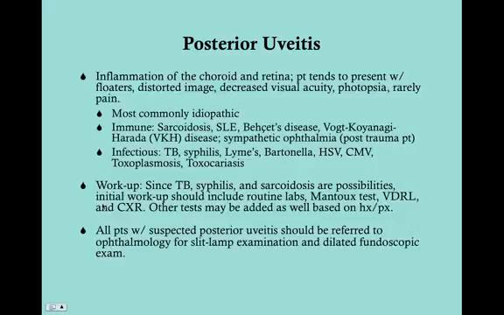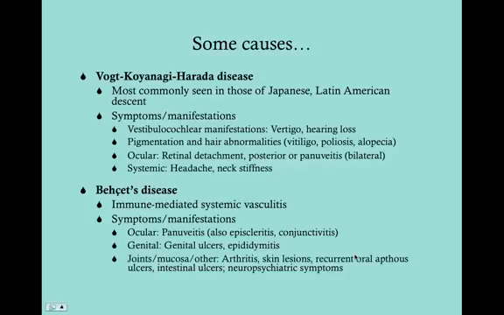Your workup is going to be the same. You'll get a TB, syphilis test, get a chest x-ray to look for sarcoidosis, get routine labs, and then get any other tests that you think would be useful based on the history and physical examination. All patients, again, with posterior uveitis should be referred to ophthalmology for a slit lamp examination and dilated fundoscopic exam. So that makes sense here because generally with posterior uveitis, on the differential, we're really thinking about retinitis too, so you're going to want to get a dilated fundoscopic exam from the get-go there.